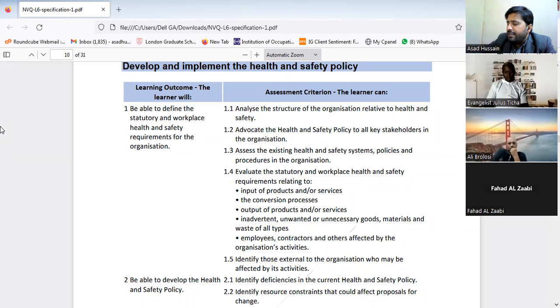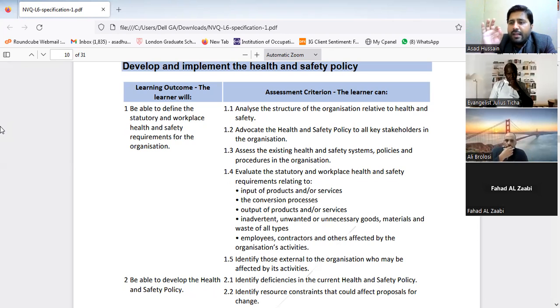Now moving forward, the third one is to assess the existing health and safety systems, policies and procedures in the organization. In this regard, you just have to write how you are looking at your health and safety systems, policies, and procedures in the organization. This should be a proper, relevant assessment, an independent assessment of your management system, of how your management system and existing policies are working in your workplace.